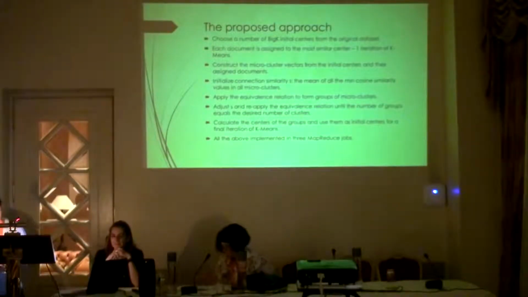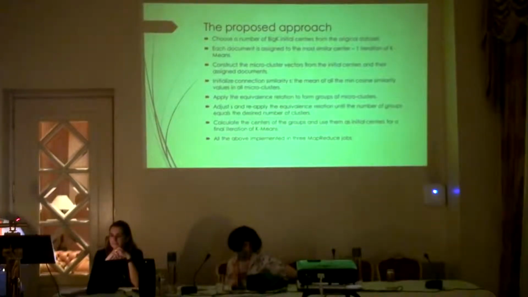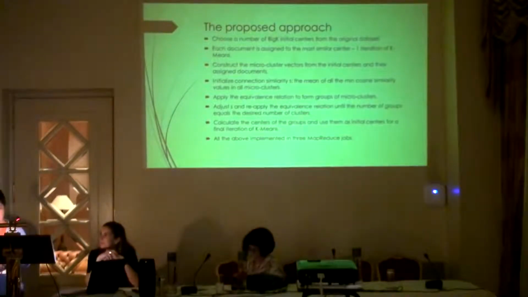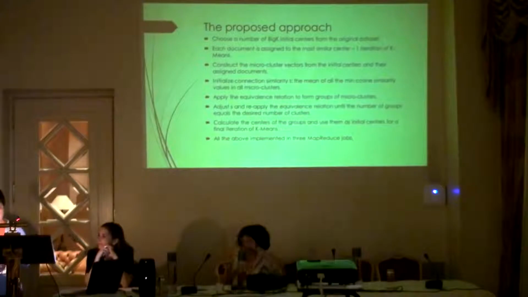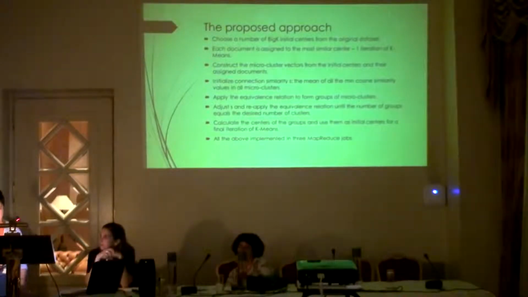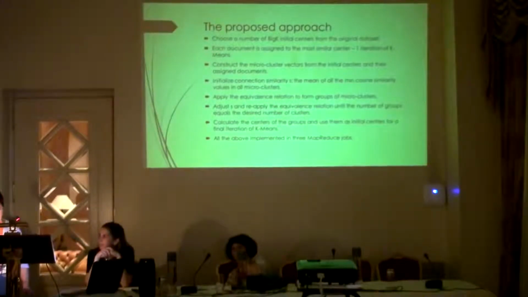This is an overview of the basic steps of the approach. We first choose a number of initial centers from the original dataset, and each document is assigned to the most similar center. This step equals one iteration of K-means. We then construct the microcluster vectors from the clusters created in the first step. We initialize a variable called connection similarity as the mean value of the minimum cosine similarity values in each microcluster, and then apply the equivalence relation to form groups and to merge microclusters.